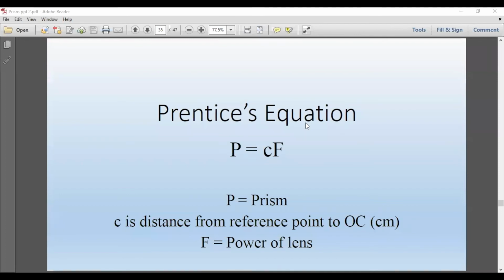Now, in order to calculate the prismatic effect, we use Prentice's equation, P is equal to CF. Are you all familiar with this? Good. In Prentice's equation, P is the power of the prism, C is the distance from the reference point to the optical center, and F is the power of the lens. This is what we use to calculate the prism at a point in the lens.